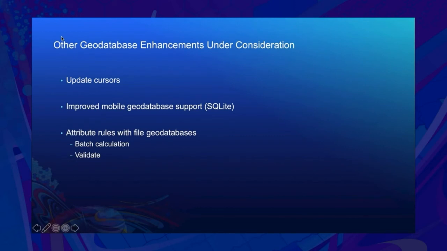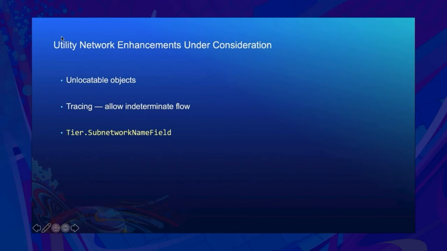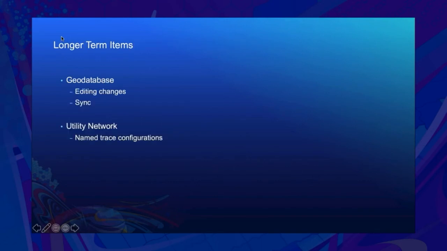So some other geodatabase things we are considering for 2.8 are update cursors, improved mobile geodatabase support, that's support for SQLite geodatabases, and then providing access to running batch attribute rules with file geodatabases. On the utility network side, we want to provide an API to work with unlocatable objects. We want to support the allow indeterminate flow checkbox for tracing, and to provide information about what field on the table is used to store the subnetwork name.